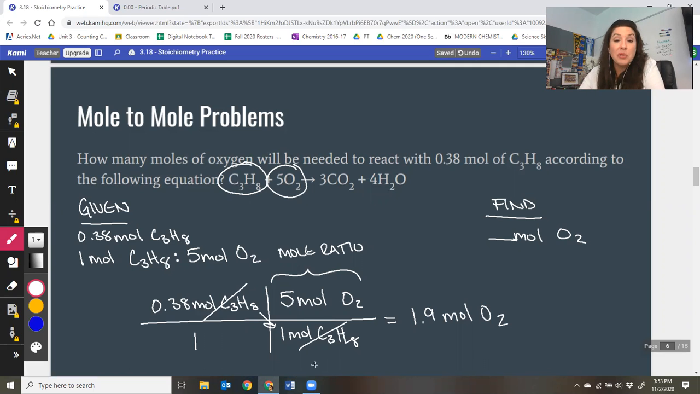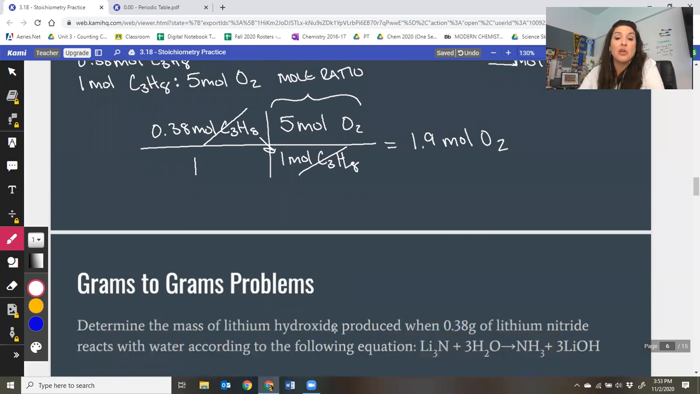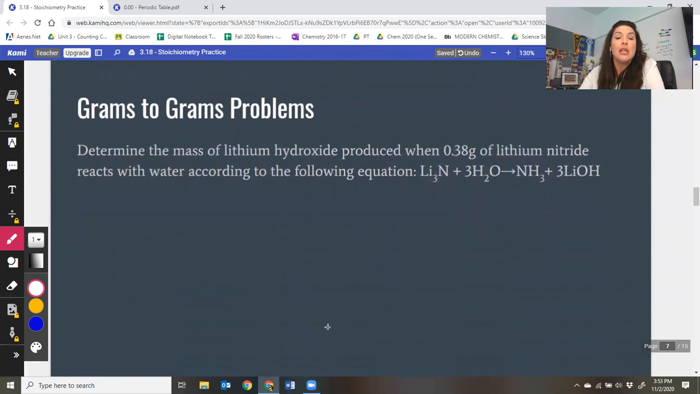All right, so that's it for mole to mole. Let's start solving some of these gram to gram problems. And these are a little bit trickier because it asks us to do a little bit more work. But if you think about it, it's just a mole to mole that converts into units of grams at the end. So let me show you what I mean.